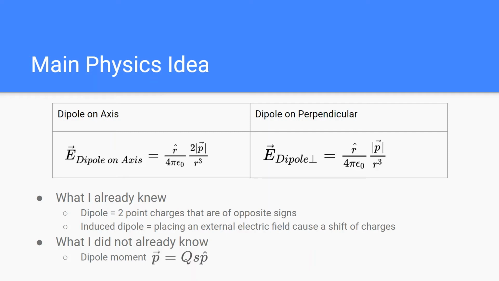What I did not already know was that you can calculate the dipole moment by setting P equal to Q, which is the charge, times S, which is the distance between the negative and positive charge in the dipole, and multiplying that by the direction, which is from the negative to the positive charge of the dipole.